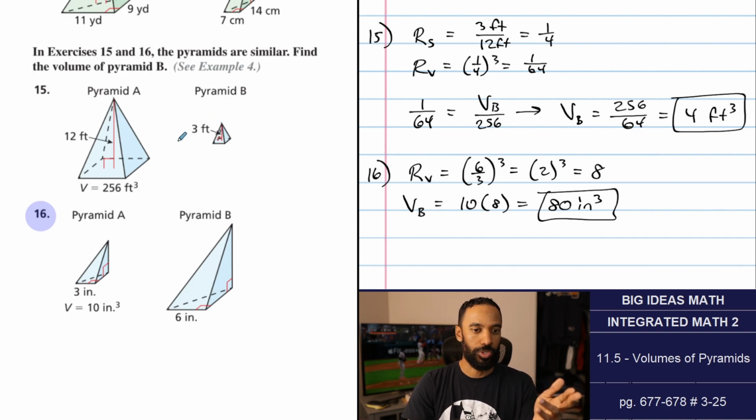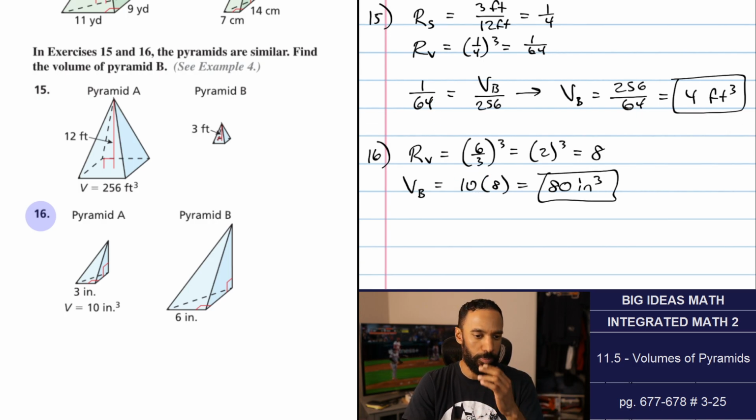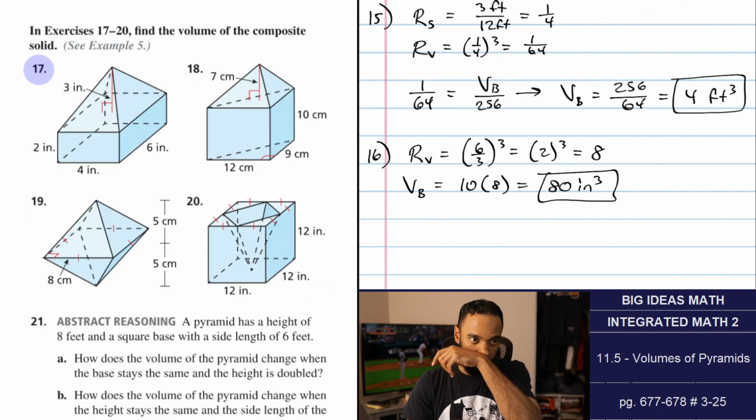Volume of B was smaller than volume of A, so I got to tie the volume of B with the 1 and the A with the 2 with the 64, things like that. So as long as you correspond it right, you know this is supposed to be bigger, so the multiplying by 8 is supposed to happen. Kind of like that. Okay.